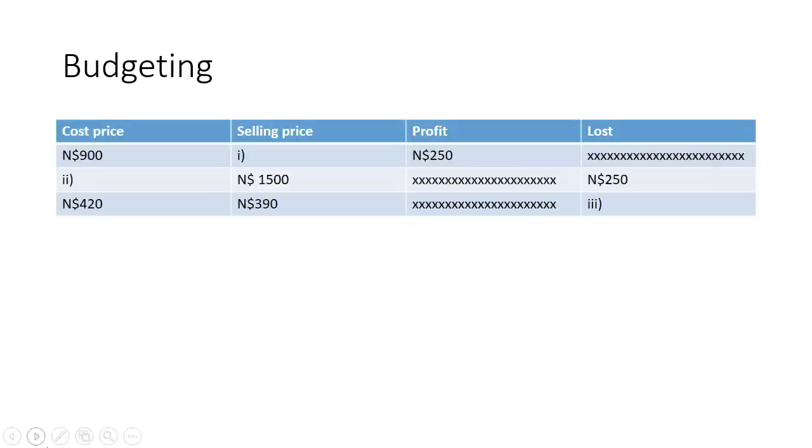That means that the person bought the item for 900, but he made a profit of 250. Now they are asking you, what is the selling price? What did he sell the thing for? If you look at that, it's very simple when you do your calculation.